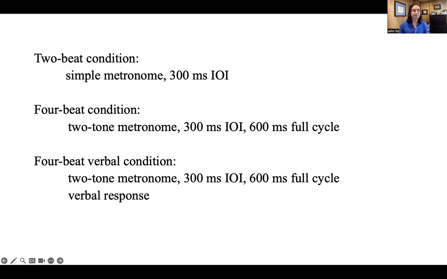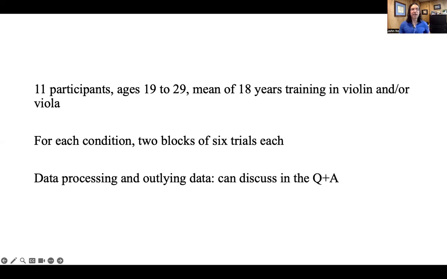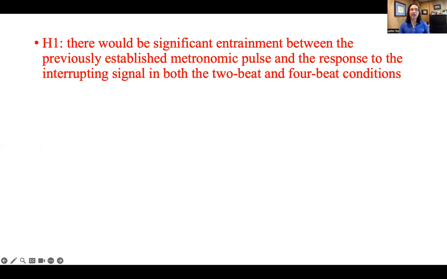As it comes, basically. Okay, so a few details about the experiment. There were 11 participants, ages 19 to 29, with a mean of 18 years training in violin and/or viola. For each task condition, there were 2 blocks of 6 trials each, to provide a little rest in between, since it's a high-concentration but also boring task. And I'm happy to discuss outlying data that's not included here, and data processing, in the Q&A for time's sake.